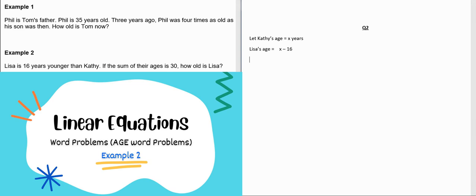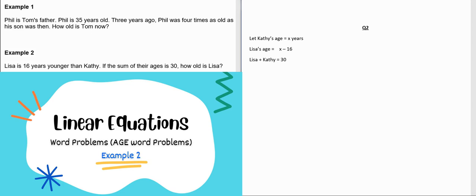Now that we know the ages of these two people in terms of variables, we go to the second statement. Watch what I'm going to highlight. It says if the sum of their ages is 30, how old is Lisa? The sum of their ages means Lisa plus Kathy will be equal to 30. We are just going to do substitutions. Wherever we see Lisa, we put Lisa's age, and wherever we see Kathy, we put Kathy's age, in terms of the variables.